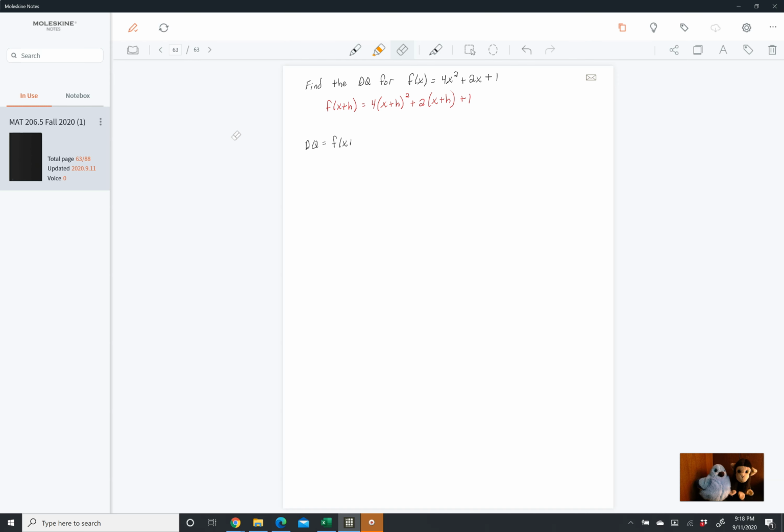So I'm going to write this again so that it's always in front of you, and so that you never forget to do that minus f of x. Most common mistake. You're going to know it's a mistake, by the way, because you'll get terms without h's in the end. So f of x plus h is 4 times x plus h squared plus 2 times x plus h plus 1. Now we have to subtract the f of x. So minus, we put it in parentheses so that we don't forget to distribute, 4x squared plus 2x plus 1 over h.